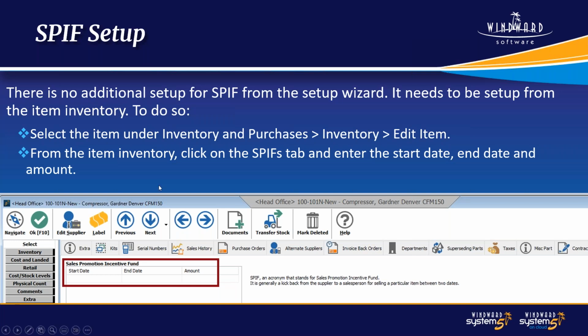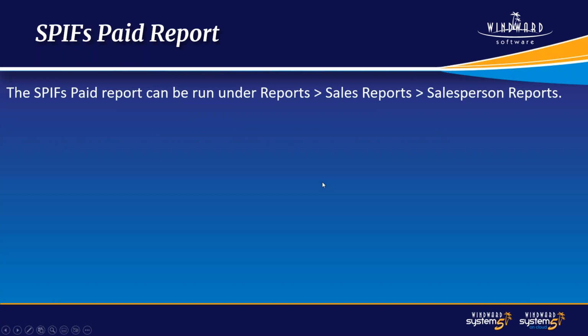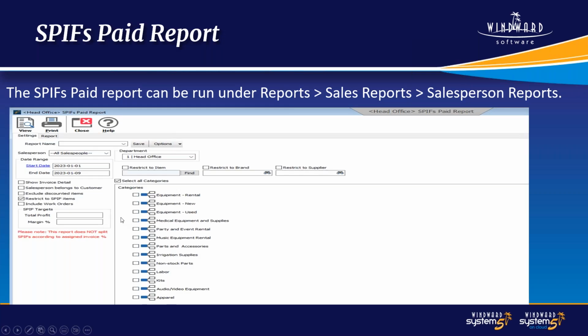Once you have entered all that information, that particular item will then be eligible for the SPIFF. Let's say you have a lot of items that you want to set up the SPIFF for. If you don't want to go to each item inventory, you can do it through a data load. Once it has been set up, the next step is adding the items to a sale. Let's say you want to see how much you need to pay the salesperson. That would be through the SPIFFs paid report, which can be run under reports, sales reports, salesperson's report, and the SPIFFs paid report.